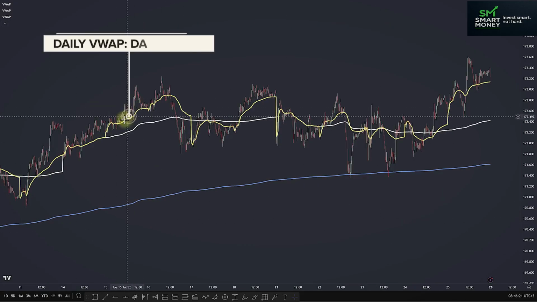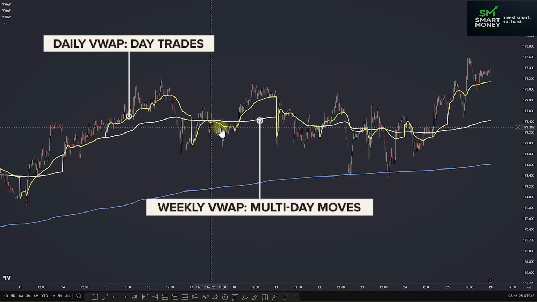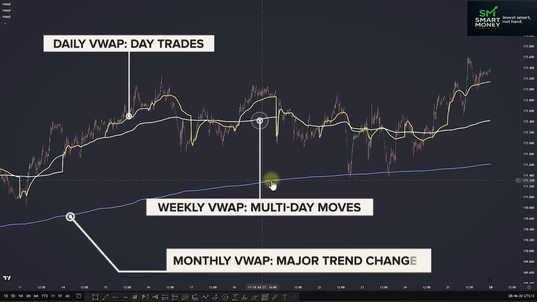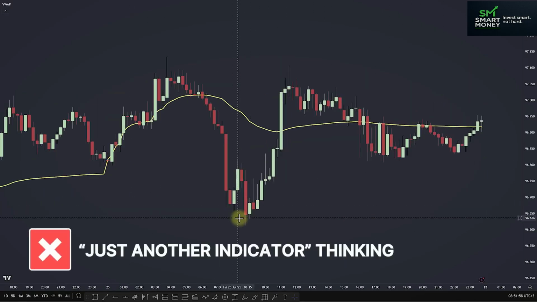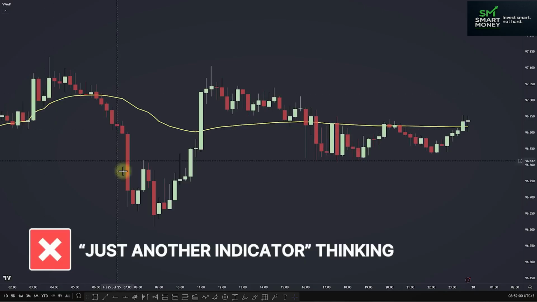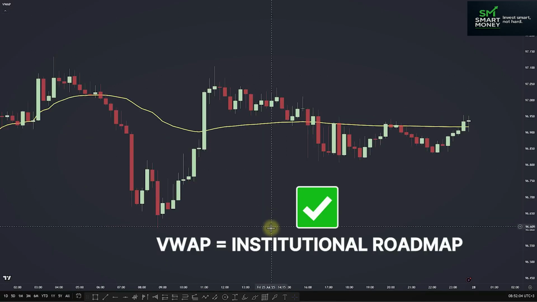Daily VWAP dominates your day trades. Weekly VWAP becomes magnetic during multi-day moves. Monthly VWAP acts like a massive support or resistance during trend changes. The mindset shift is this: stop seeing VWAP as just another indicator. Start seeing it as the institutional roadmap.